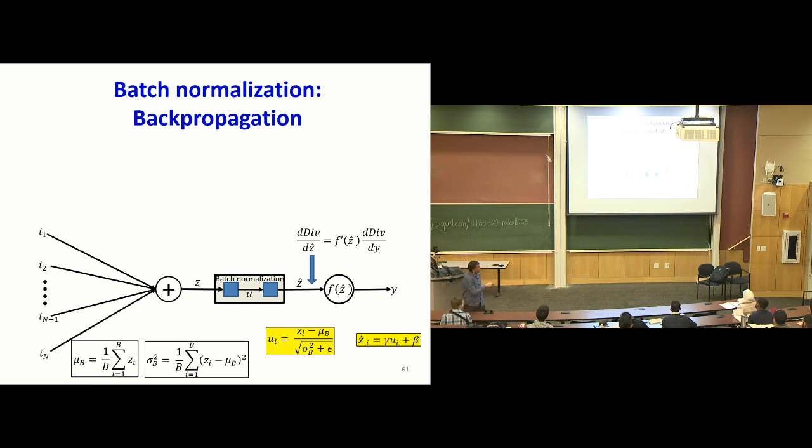The real complexity happens in going from here to here, and remember, for each neuron now there are two parameters, the gamma and the beta, right? We also have to find out how to compute derivatives with respect to these guys.